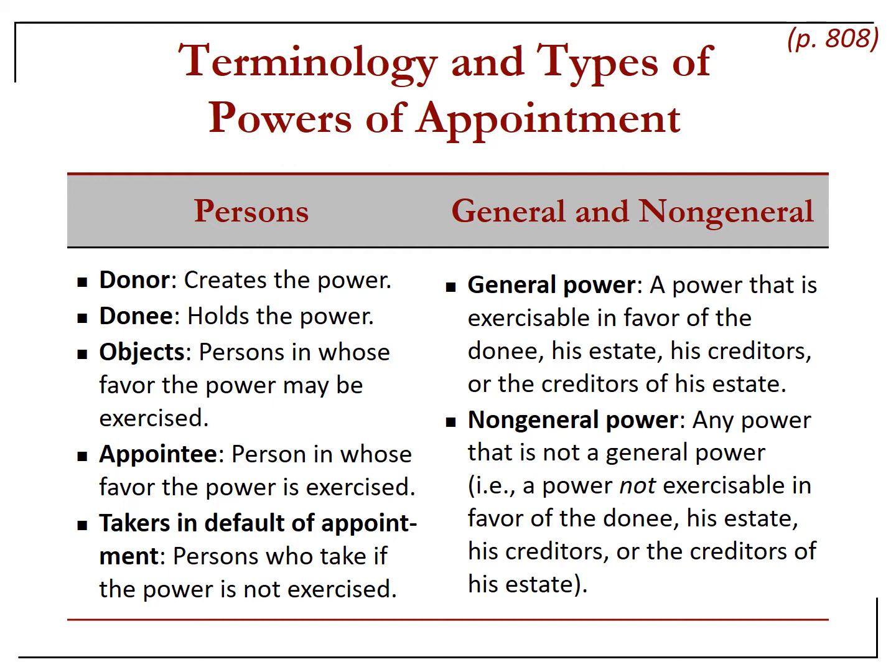General and non-general powers of appointment. A general power of appointment is one that is exercisable in favor of the donee, his estate, his creditors, or the creditors of his estate. In other words, in our previous example, since W could exercise the power in her favor, it would be considered a general power. A non-general power is a power that is not a general power. You may also see it referred to as a specific power. It is a power that's not exercisable in favor of the donee.